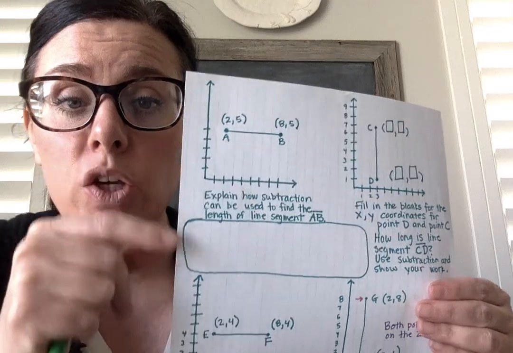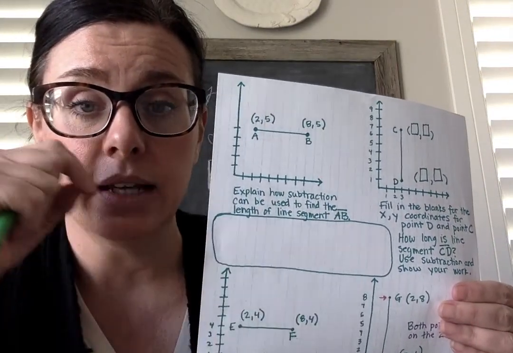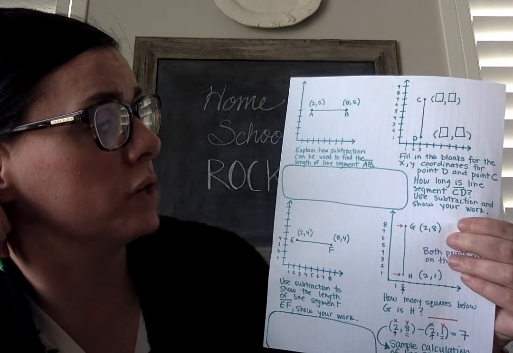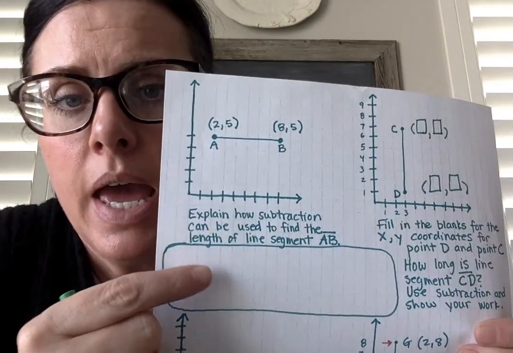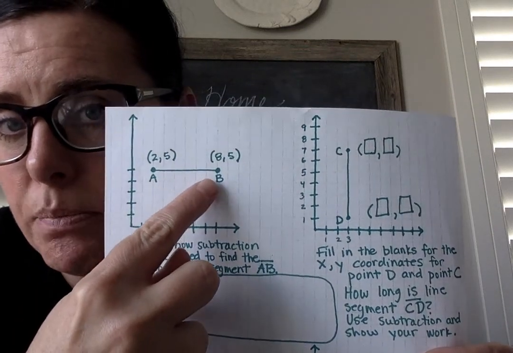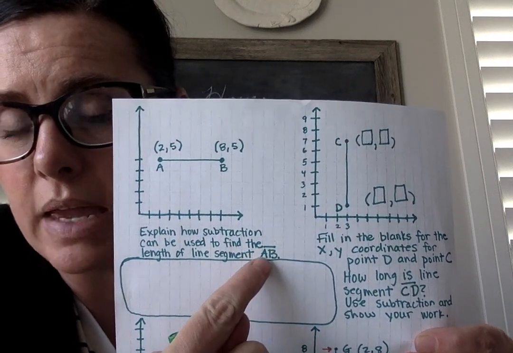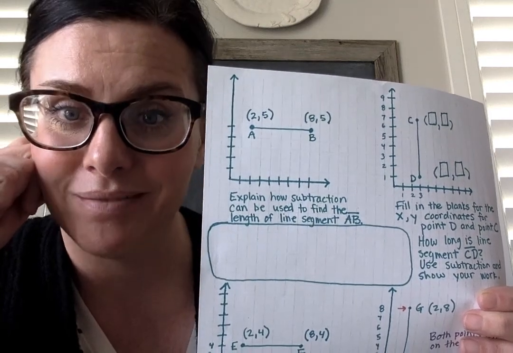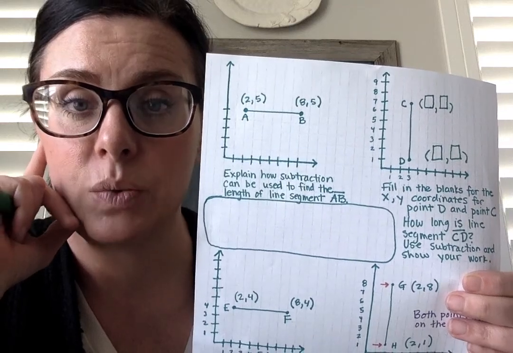Okay, so I'd like you to pause the video and fill in this rectangle right here that's asking you to explain how you use subtraction, or how subtraction can be used to find the line segment of AB. And that's how we write a line segment. These points are labeled A and B, and it makes the line in between, and this little line over the A and B right there is how we refer to that as the line AB. Okay, so you're pausing the video, and then we'll move on to the next one.